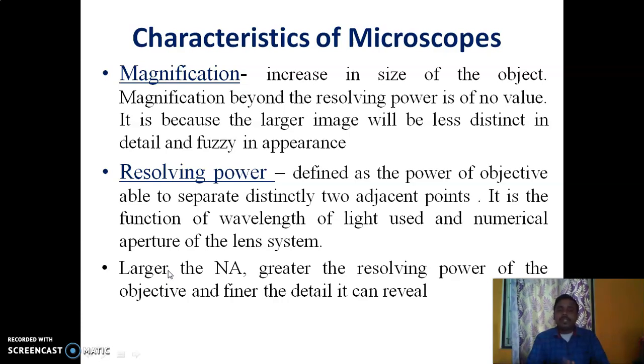That's where our next characteristic comes in, that is resolving power. Resolving power is defined as the power of the objective to separate distinctly two adjacent points. It is a function of the wavelength of light used and the numerical aperture of the lens system, which contribute to the resolving power. If we have a greater numerical aperture, the greater the resolving power of the objective and the finer the detail it can reveal. So basically, magnification and resolving power both have to relate with each other so that we get the best quality of image.